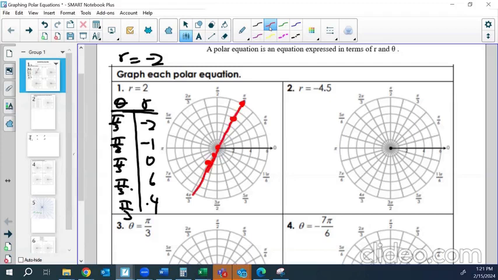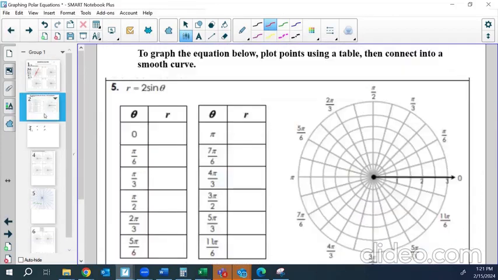So when you're given theta equal to a number, an angle, all you have is a straight line on the angle. It's a straight line through the angle. Are we good so far on that one? So when R is a number, we have a circle. When theta is equal to an angle, it is a straight line on the angle.